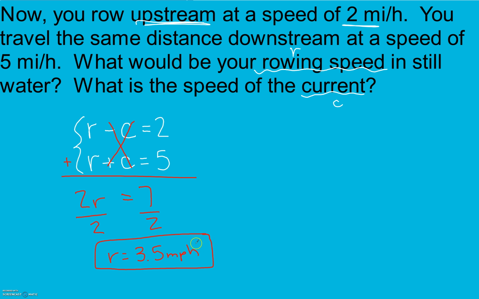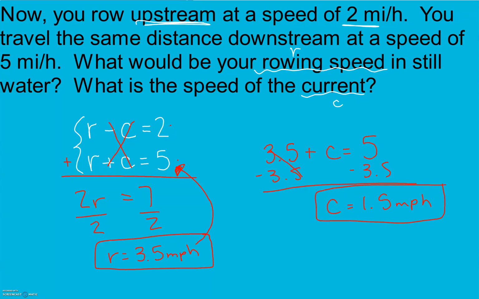Now to find the current, we take that and plug it into one of our equations. Doesn't matter which one. 3.5 is our R, plus C equals 5. To get C by itself, we subtract. And we get 1.5 miles per hour. So the current is either helping us here at 1.5 miles per hour or hurting us there and slowing us down. But either way, we have both of our values here.